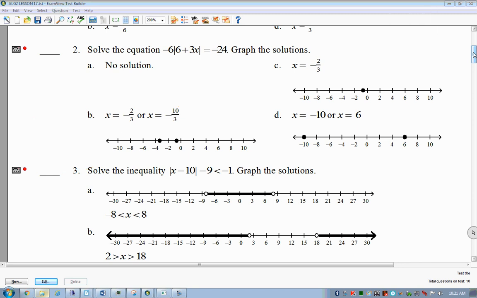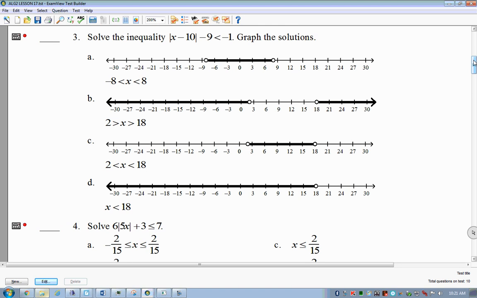Okay. All right, 3. What's the first thing you want to do? Add 9. Okay, here we've got an inequality. So we're adding 9. So I have the absolute value of x minus 10 is less than what? What's negative 1 plus 9? 8. Very good. All right, Allison, I need to write two equations. Tell me what the first equation is.